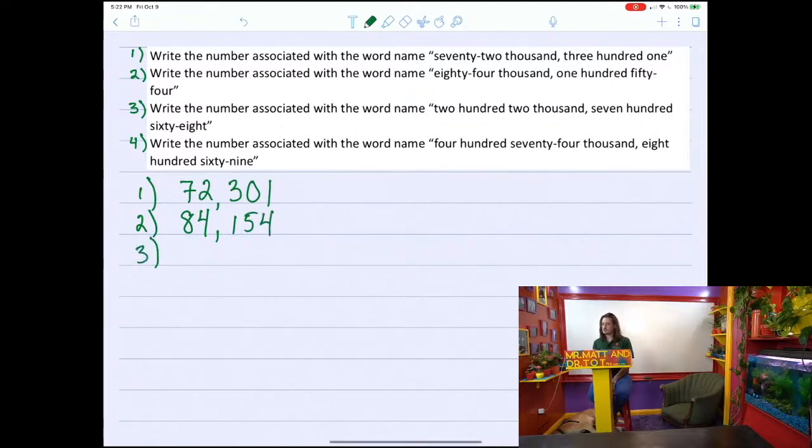Number 3, we have 202,768. So we don't have a tens digit there, so we're going to have 202,768. And then lastly, we have number 4, 474,869. So we're going to have 474,000, so 474,869. If you have any questions, then please let me know.